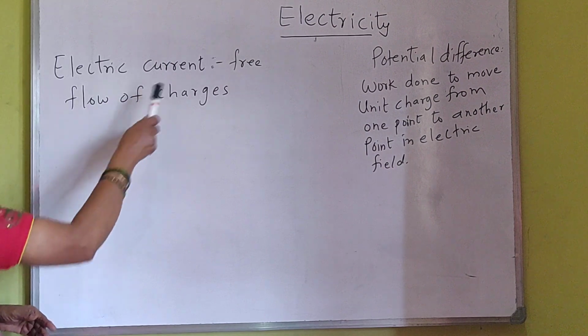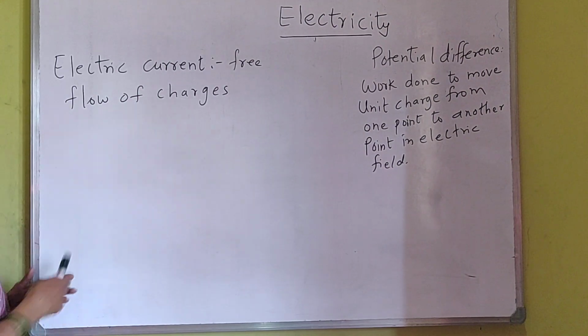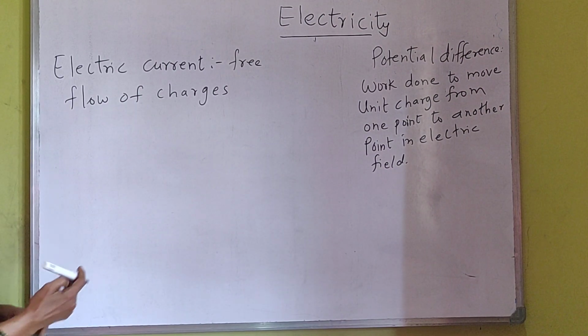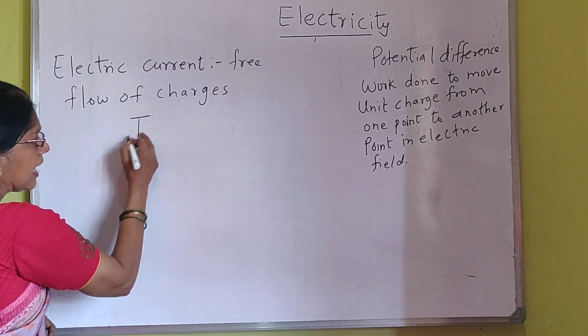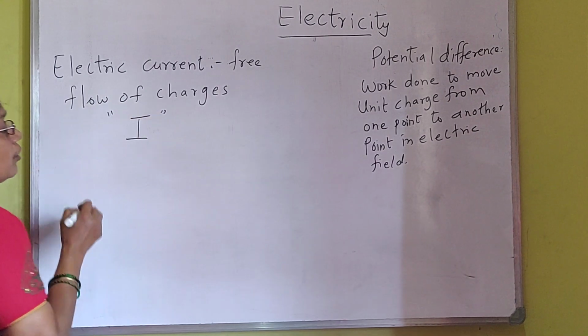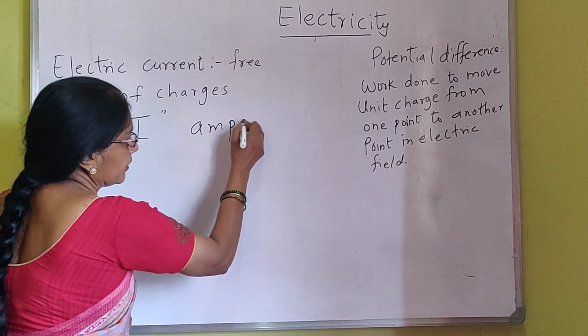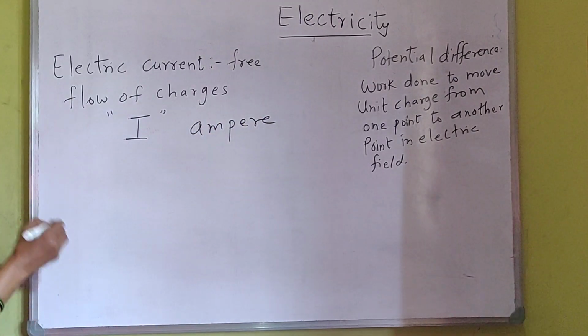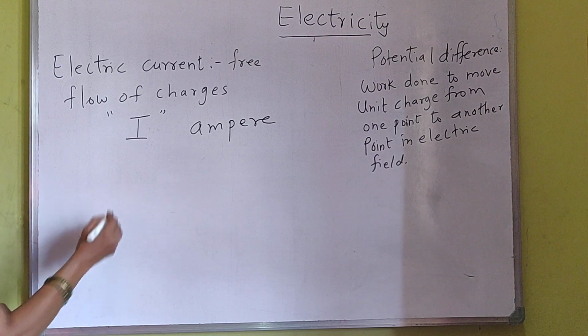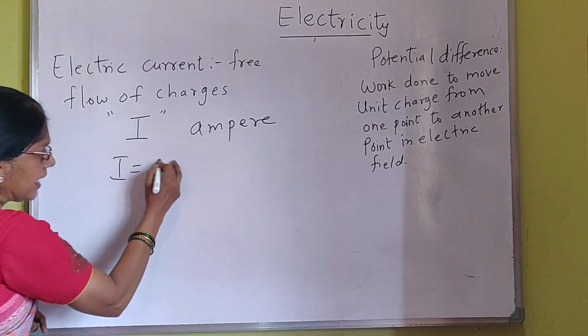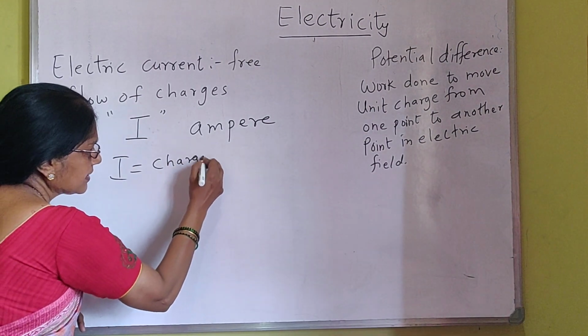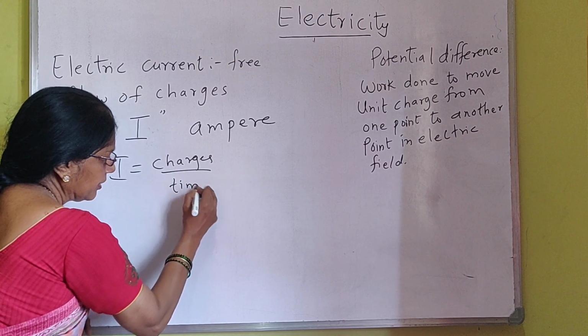Last time we saw what is electric current. Free flow of charges is called electric current. The symbol for electric current is I, capital I. We also saw that the unit for electric current is ampere. We know how to find out the electric current. The formula used for finding out electric current is I is equal to charges divided by time, which is equal to Q by T.